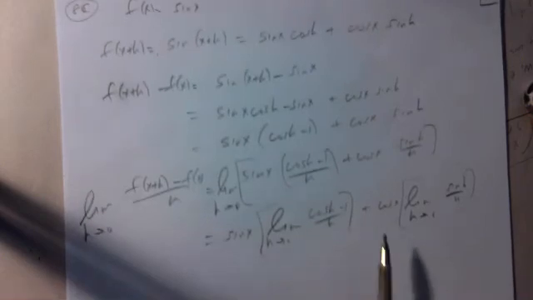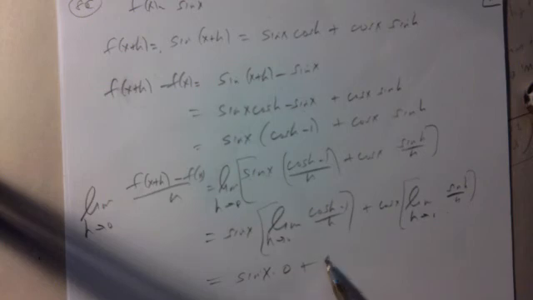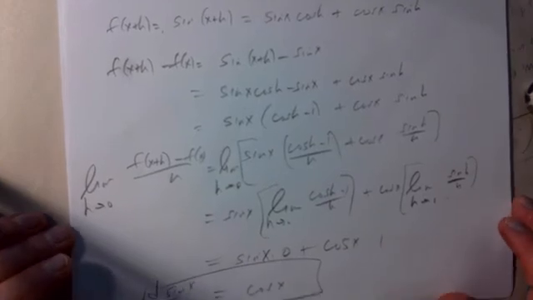And I already calculated both of these limits. This limit is 0, and this limit is 1. So the answer is cosine x. So that's how we prove, in fact, that the derivative of the sine is equal to the cosine.